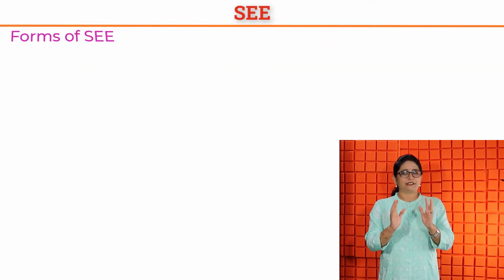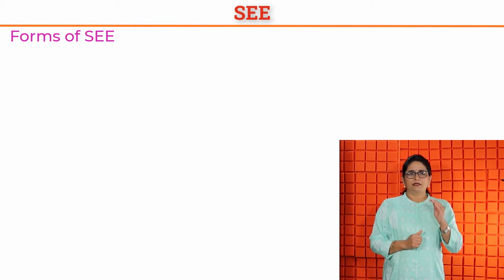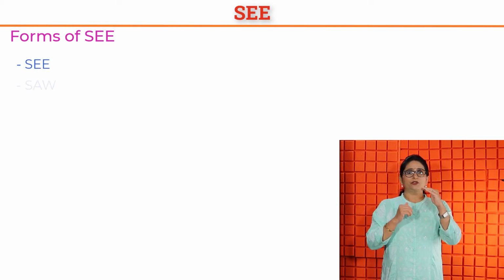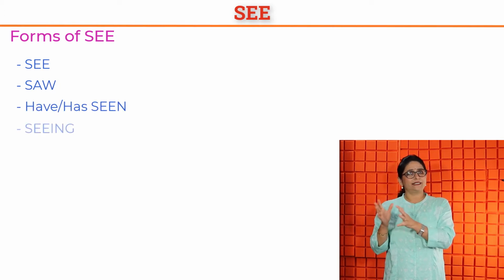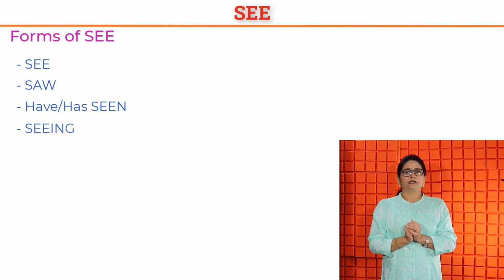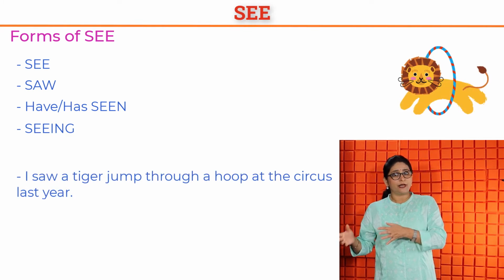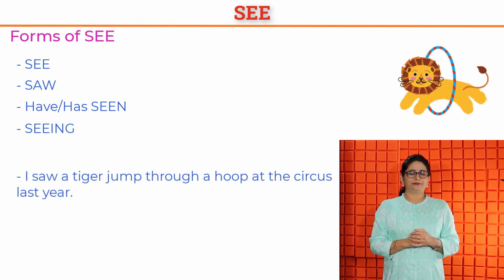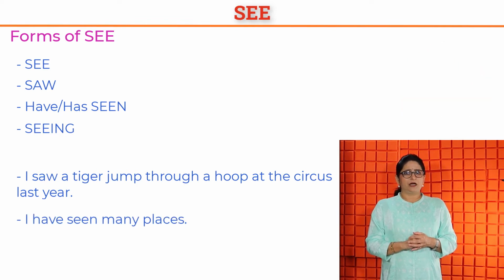Now let's check the forms of see: see, saw, have seen or has seen, and seeing. We will check the examples. I saw a tiger jump through a hoop at the circus last year. I have seen many places. Are you seeing things?